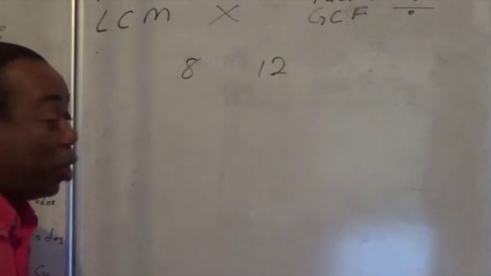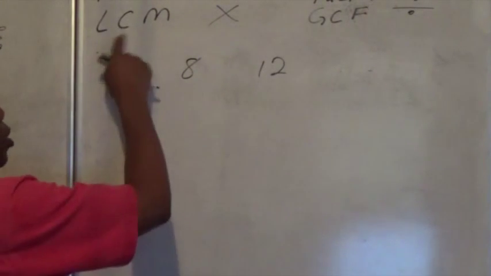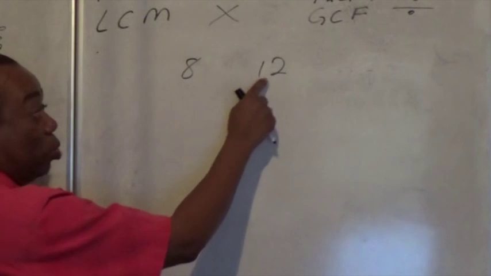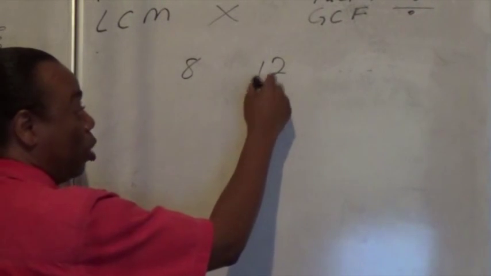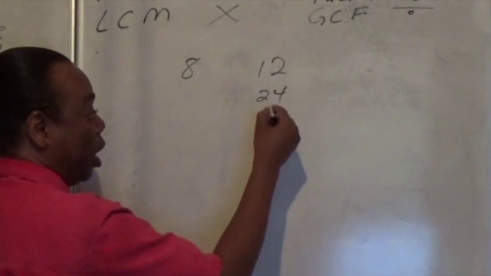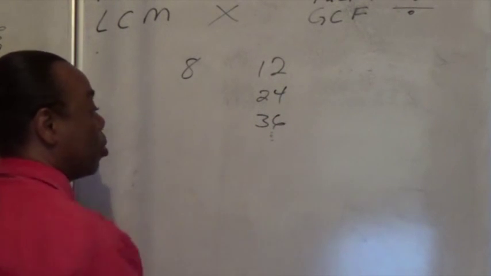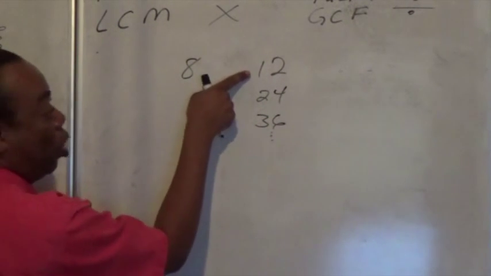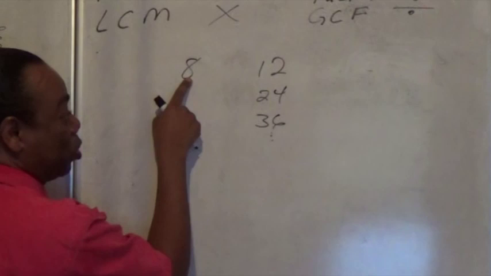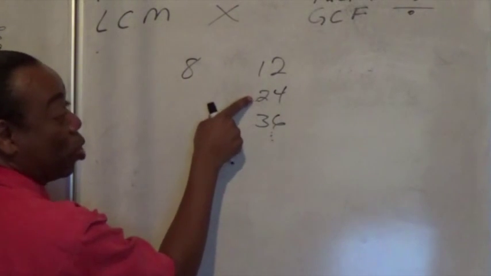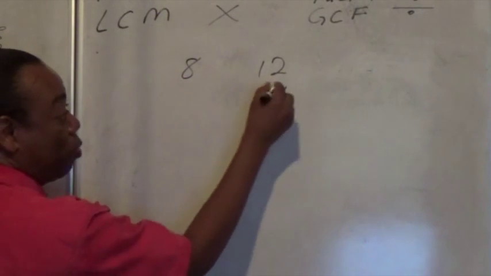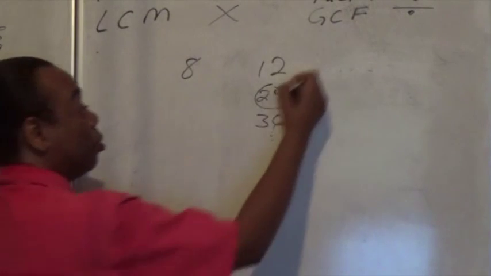Okay, let's look at 8 and 12. I want the LCM, so we'll do multiplication, starting with the larger number. We have 12, the next number is 24, after that is 36, and it keeps going. What's the lowest number out of all these that 8 will go into? 8 will not go into 12. Oh, 8 will go into 24. So 24 is your LCM.